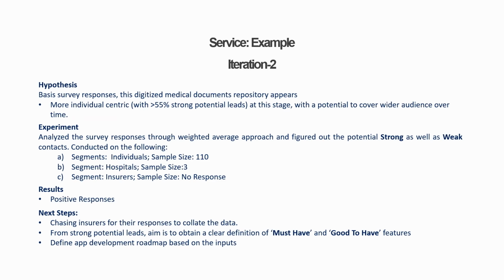So, the experiment here was to analyze the survey responses through a weighted average approach and figure out the potential strong as well as the weak contacts. Basically they looked at individuals, the sample size was 110, and of course, the insurers had no responses. So, results were majorly positive. The next step was to chase the insurers for their response and to collect the data. Still, from strong potential leads, they aim to obtain clear information on must-have and good-to-have features.